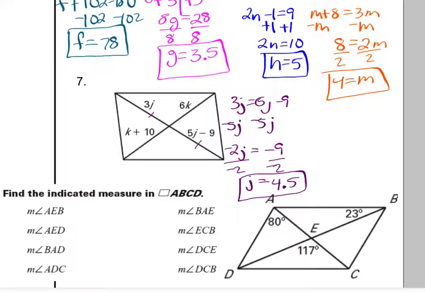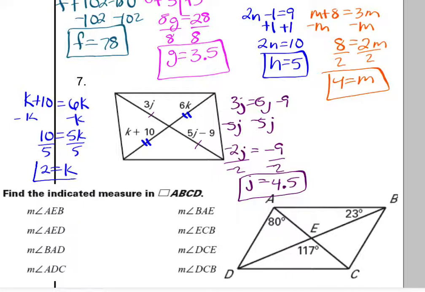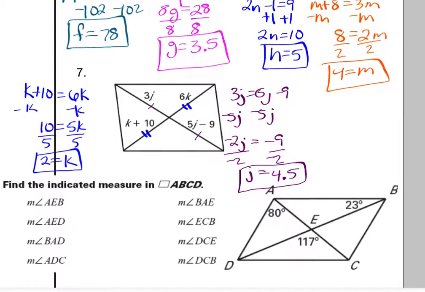And then the other one would be k plus 10 equal to 6k. So I'm going to subtract k from both sides. 10 equals 5k, divide by 5. 2 equals k. So k is 2 for that one.